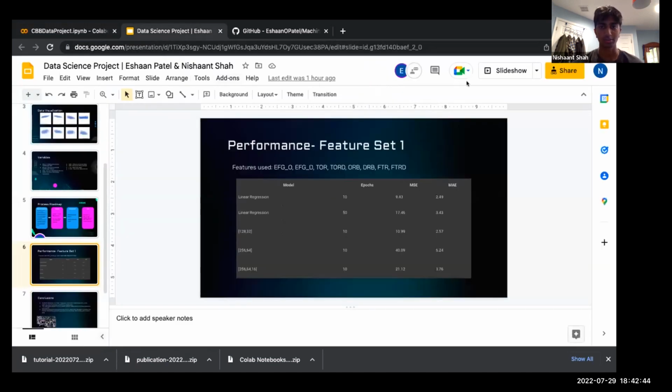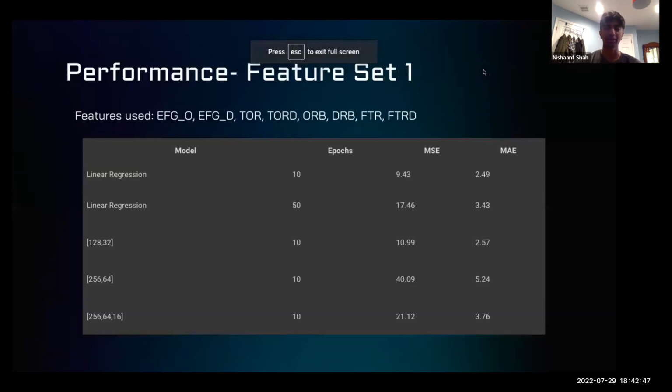And then in terms of our performance, these were the results we had. Something interesting that we noticed was that when we increased the number of epochs from 10 to 25 to 50, the performance actually decreased. For that reason, we stuck to just using 10 epochs, because the error or the loss was actually less when we had fewer epochs. And these are the different models that we tried out and the results that we got.